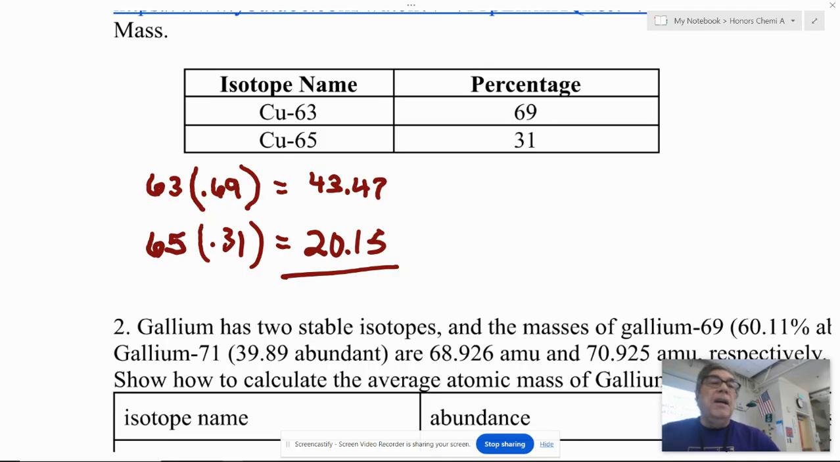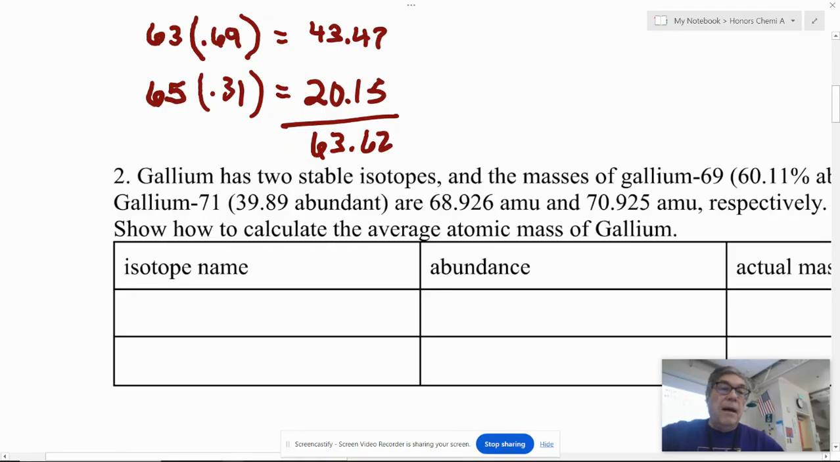Now, is the average going to be closer to 63 or closer to 65? Well, a whole lot more of the atoms have a mass of 63. So the average is going to be closer to 63. And I'm getting 63.62. So this is how you calculate average with a relative abundance. So it's still average, but you have to remember you're averaging 100 atoms, and you're using the term percentage to think about those.